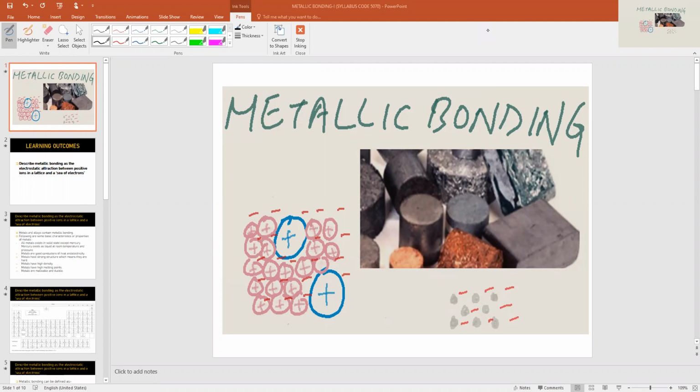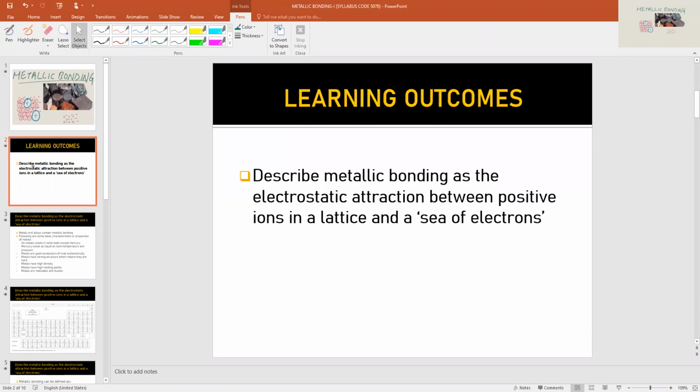This is Sir AYAZ. In this lesson, I will talk about metallic bonding. Let's see the learning outcomes first. Describe the metallic bonding as the electrostatic attraction between metal ions in a lattice and a sea of electrons. Let's start.